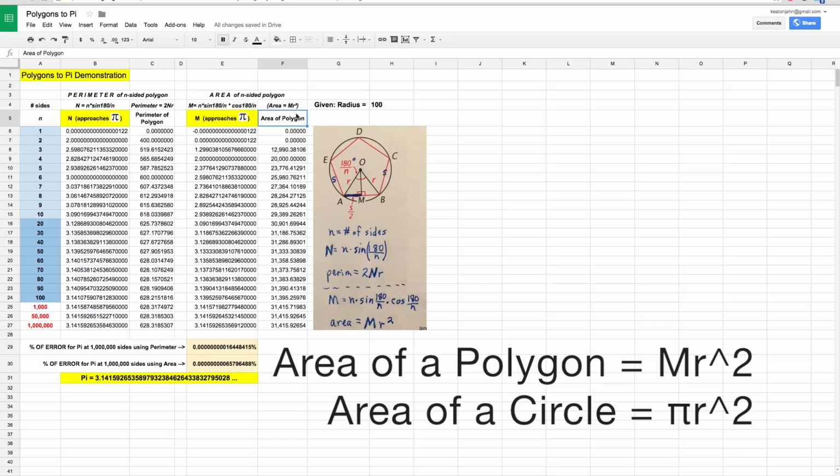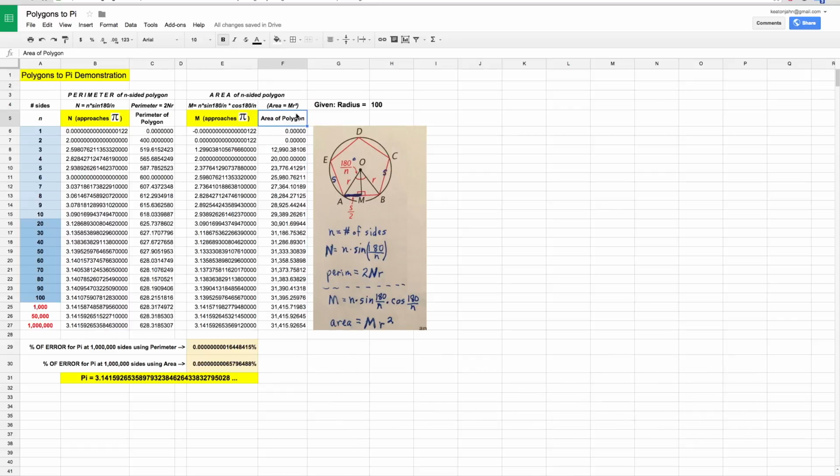Once again, you're going to notice the similarity to pi r squared, which is the formula for the area of a circle. And as we would expect, M, as we increase the number of sides, begins to approach pi. This is really cool, I thought, seeing how as we approach a circle with our polygon, the individual variables in the formulas begin to approach pi.